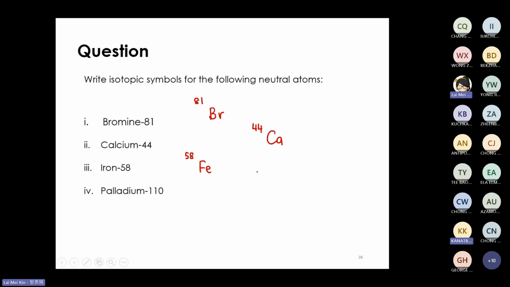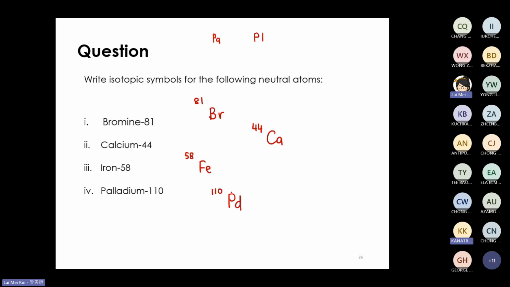And what is palladium? What's the symbol for palladium? Pa, Pl, Pd? How many say Pa? How many say Pl? Do you even have Pl in the periodic table? No, you don't even have Pl in the periodic table. So what is it? Pd.